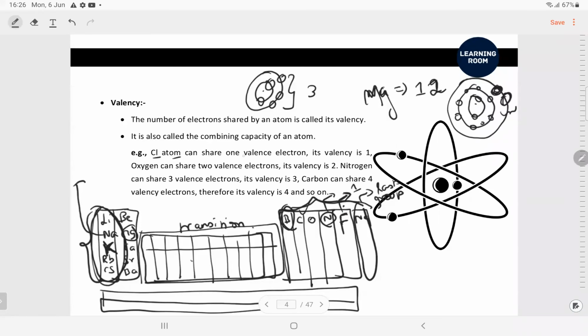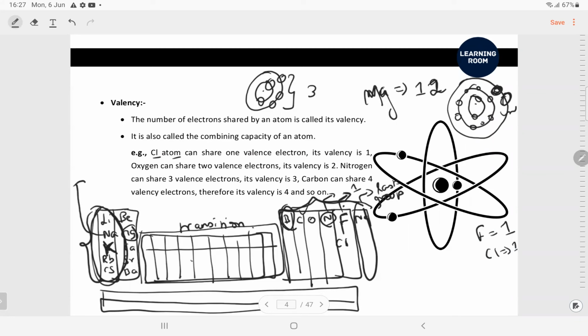Chlorine atom can share 1 electron. See, below fluorine, chlorine will be there. And you will have a doubt: fluorine has a valency of 1, so whether chlorine will also have a valency of 1. See, fluorine has the valency of 1. I'm talking about the valency. So chlorine will have a similar valency of 1.